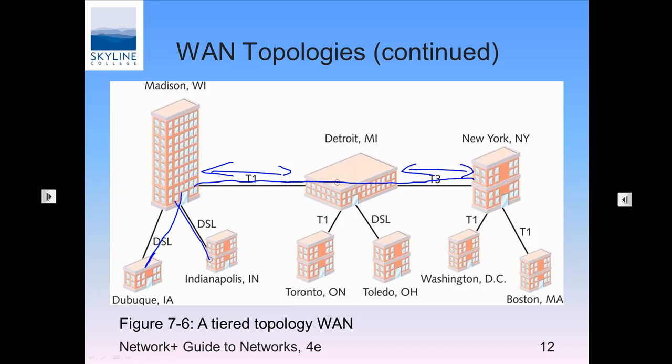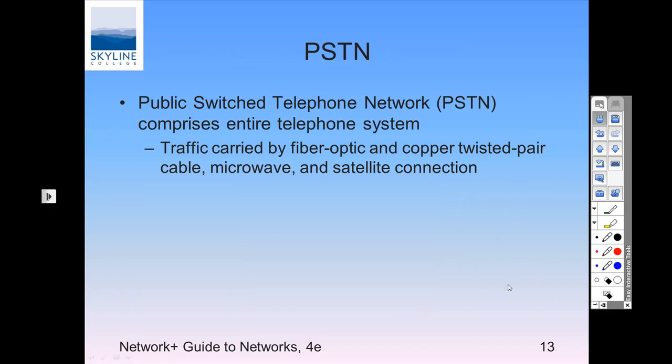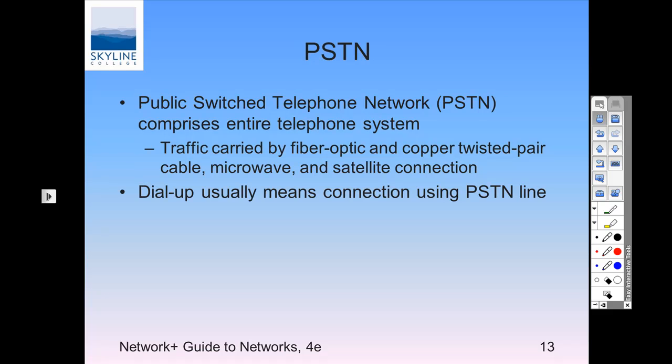The different terms here, they're going to have some slides in a minute: DSL, T1, T3. There are other ones available with these things. PSTN, publicly switched telephone network, sometimes called POTS, plain old telephone system. We're just using the phone system, traffic carried by fiber, copper, twisted pair, whatever is available, microwave, lots of different media. The layer 2 protocol you're typically going to see here is PPP, point-to-point protocol.